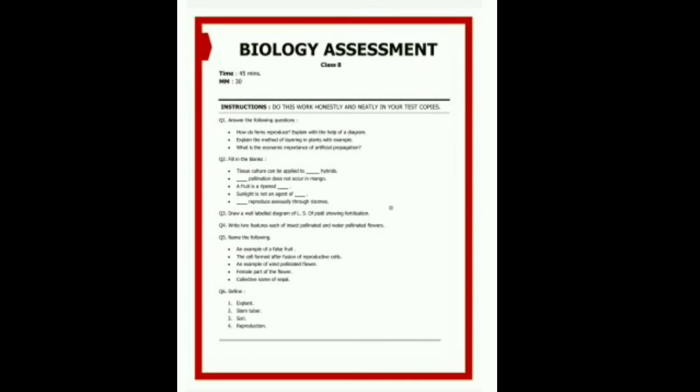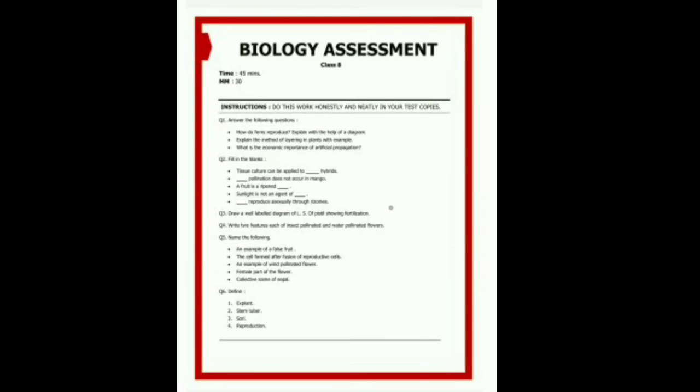Next question is, what is the economic importance of artificial propagation? Now this is given in the box on page number 23. That is the 3 points. That is, it helps to produce plants with desired qualities. It helps to produce plants whose seeds remain inactive throughout. It helps to produce large numbers of desired plants. Is it clear? So this also carries 4 marks.